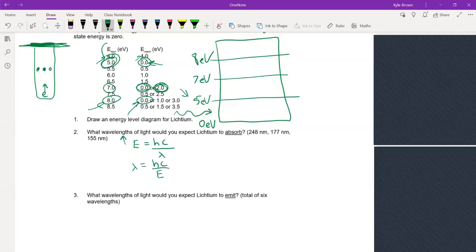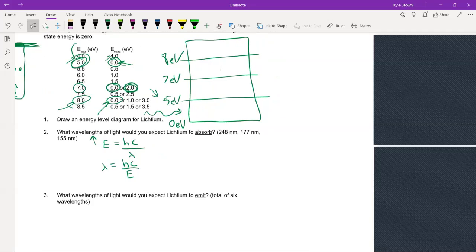Now, we're going to do this equation over and over again for all of these questions. So let's do one, and then we'll do the exact same thing a bunch of times. Let's figure out the wavelength that corresponds to the 5 electron volt energy. I'll call that the wavelength at 5, subscript 5. So that's going to be equal to Planck's constant.